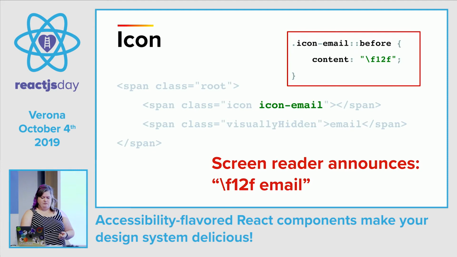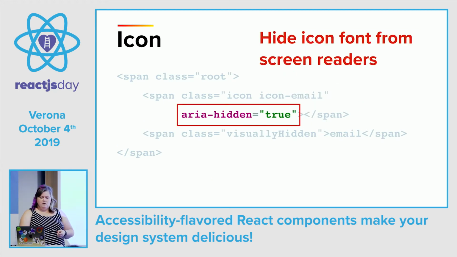So even though this markup is using high quality ingredients, we need to mix in a couple more things to make it better. So it's time to mix in a couple key accessibility spices. So one, we're gonna add a pinch of ARIA hidden equals true to the span containing the icon font, and that will hide that font from announcing from screen readers. And then you won't hear those Unicode characters.